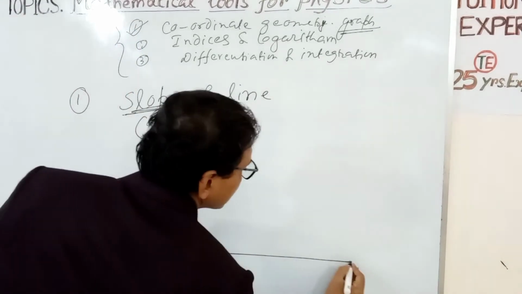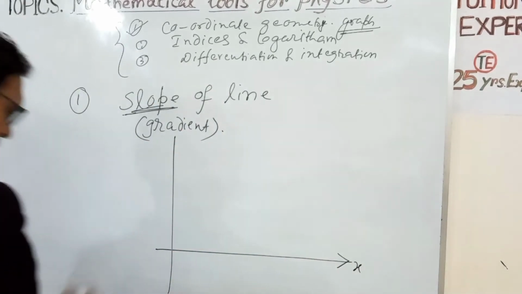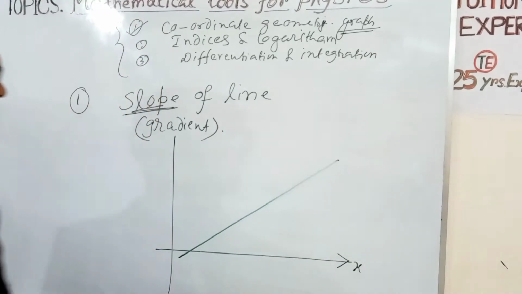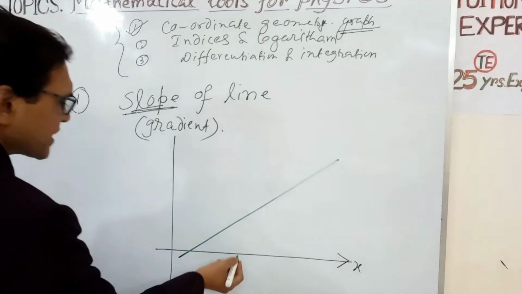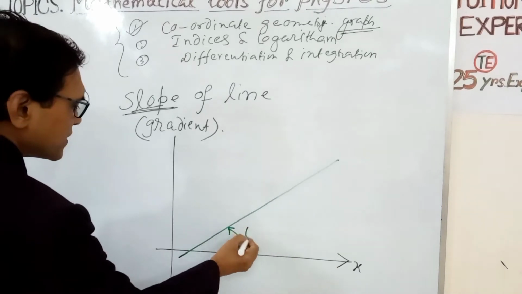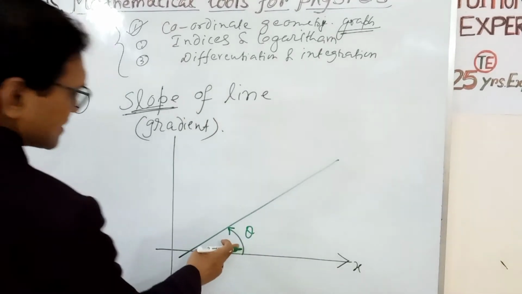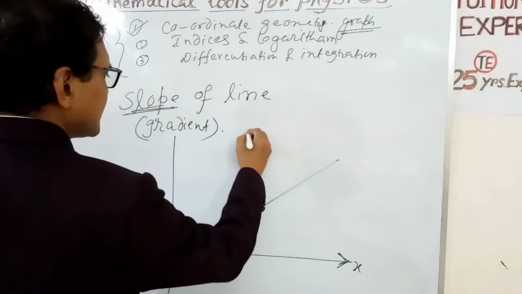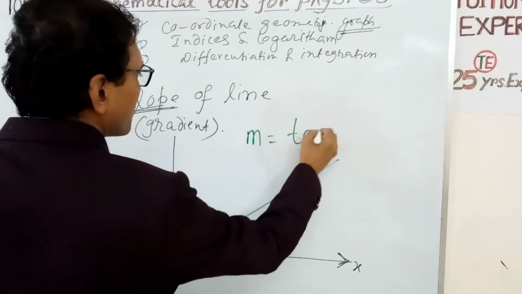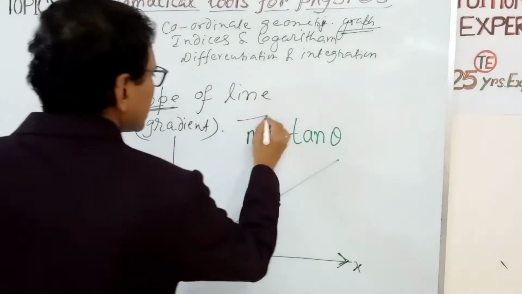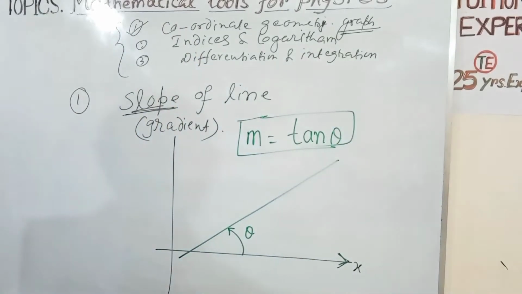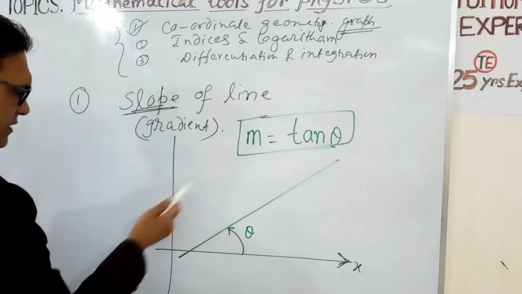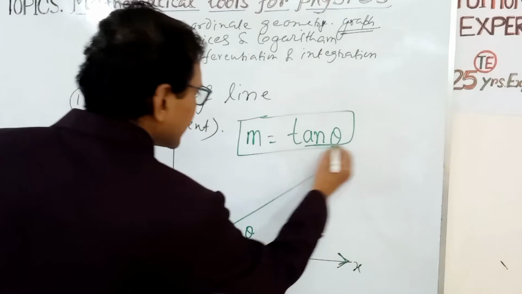Suppose this is the x-axis and this is the y-axis. Now if a straight line makes an angle theta with the positive x-axis, that is this angle, then the slope of the line is defined as tan of the angle theta. This is the definition of slope of a line. If a line makes an angle theta with the positive direction, then the tangent of this angle is called the slope.